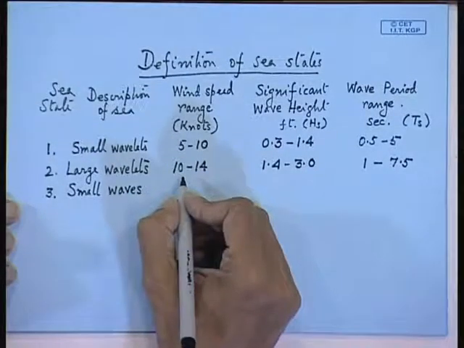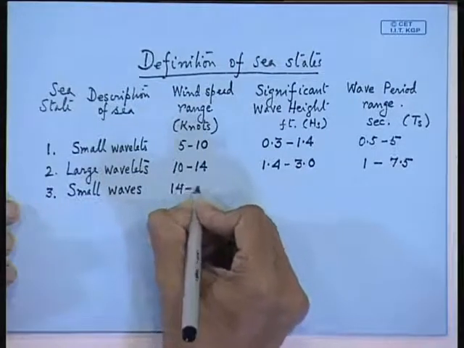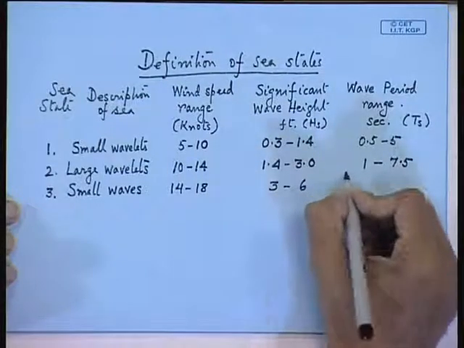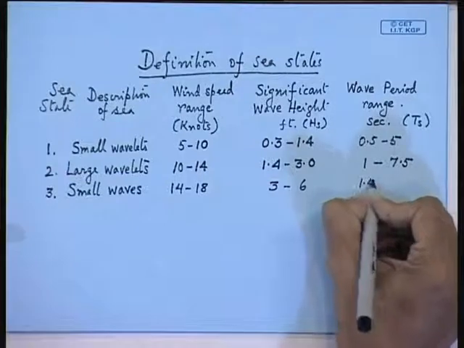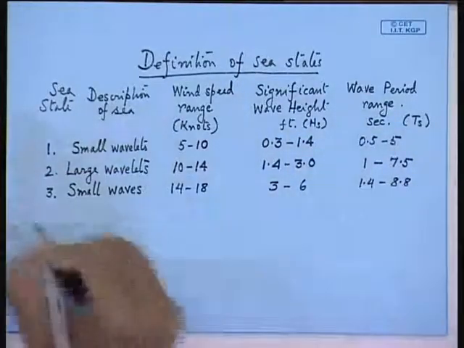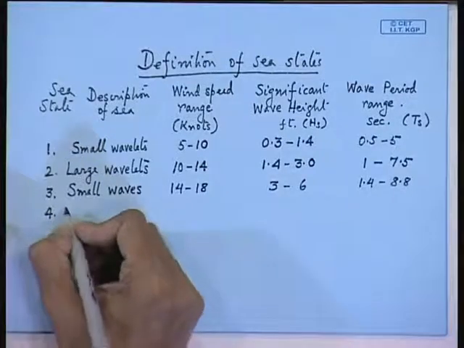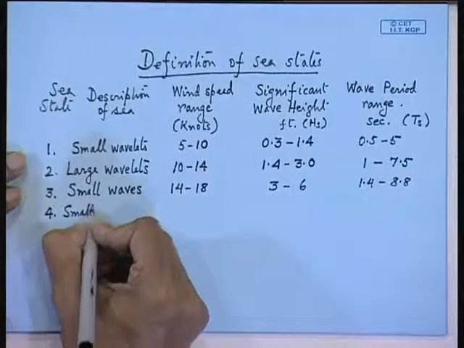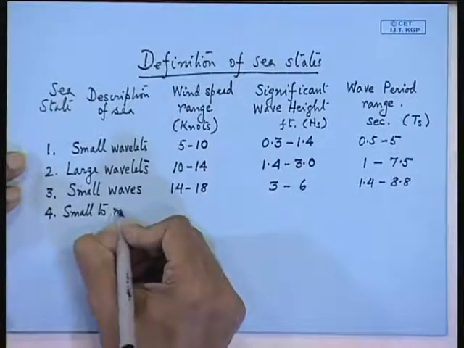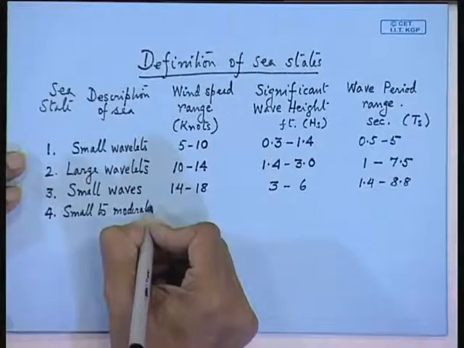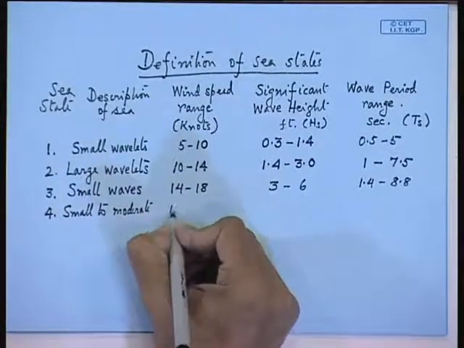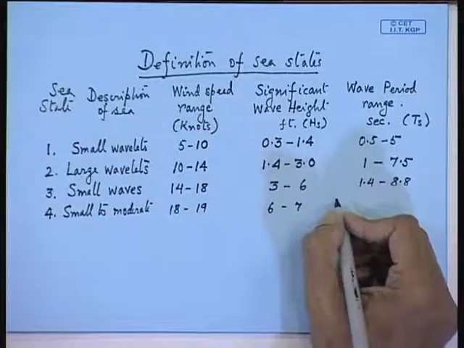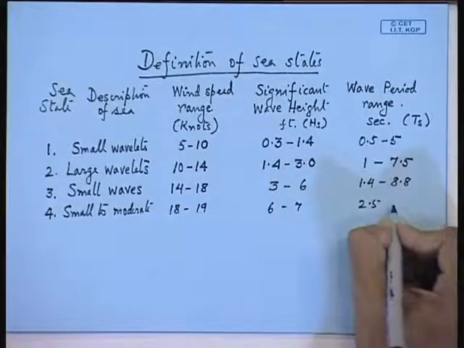So here it is still larger, wind speed 14 to 18, and here we are getting 3 to 6, and here is 1.4 to 8.8. Now for the next, you get moderate, small to moderate. Small to moderate is 18 to 19, 6 to 7, and this is 2.5 to 10.6.